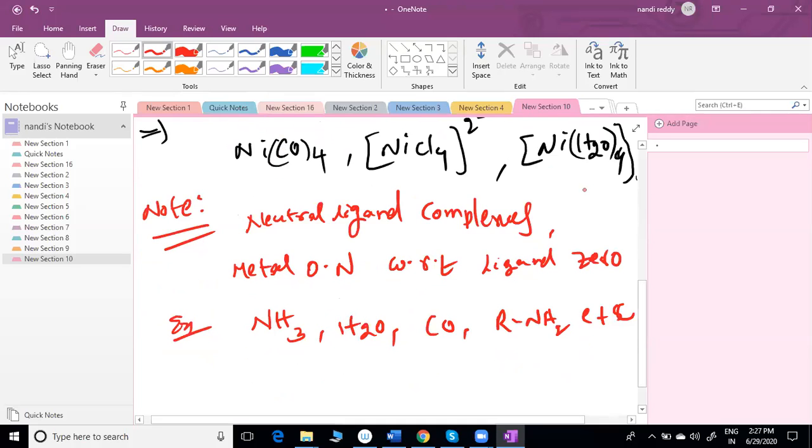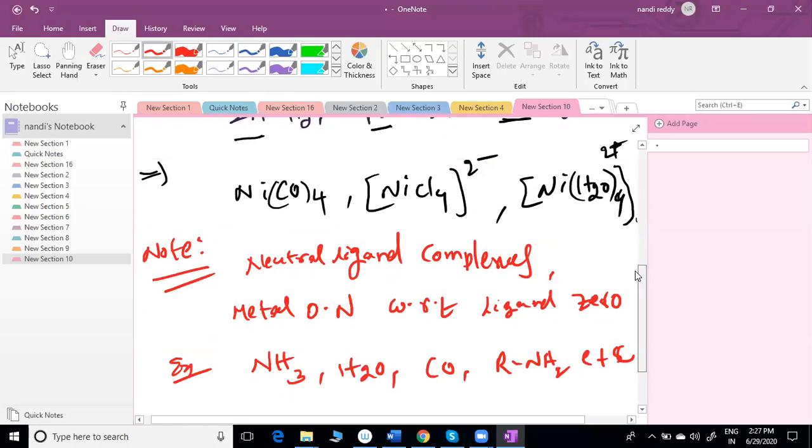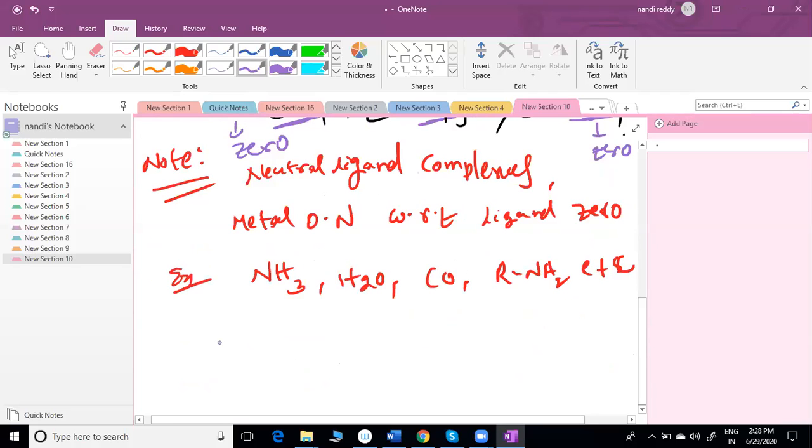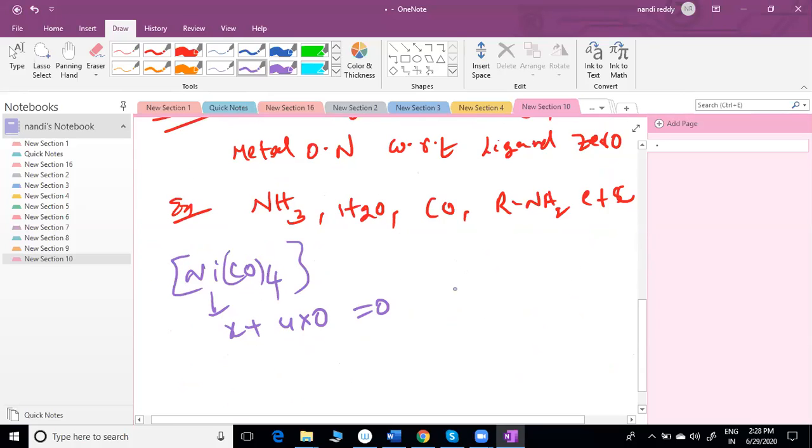Here I gave complexes, you can check clearly. Nickel, with respect to CO, the oxidation state is 0. This one is not neutral, so it can show an oxidation number. Even with respect to water it is 0. Ni(CO)4: I'm writing nickel is X plus 4 into 0, each ligand has oxidation number 0, equal to 0. So X equals 0.